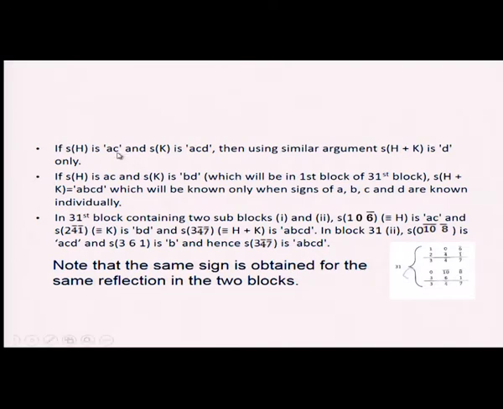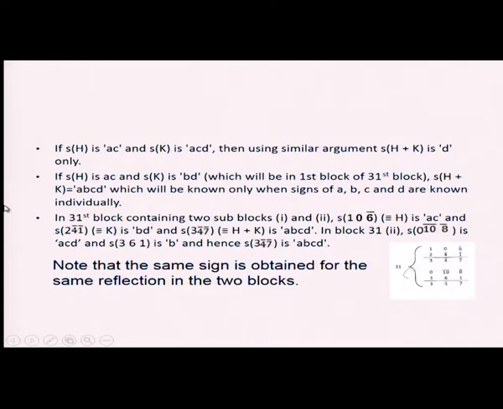So, since the sign of H is AC and the sign of K is ACD, when you add H plus K, the sign of H plus K will be the sign of H multiplied by the sign of K, that is AC multiplied by ACD, which is A square C square D. A is plus or minus, so A square will be positive; C is plus or minus, C square is positive. So, the final answer is only D.